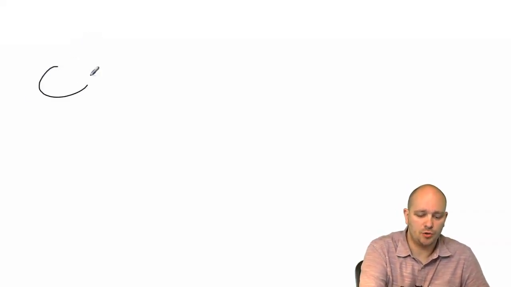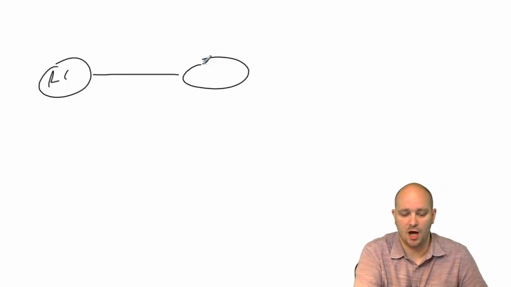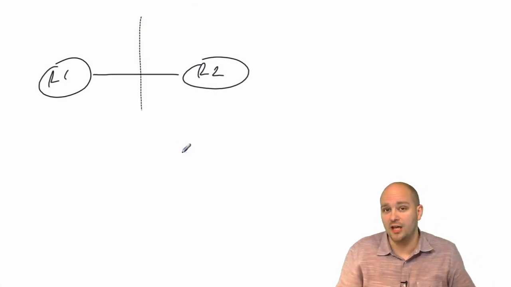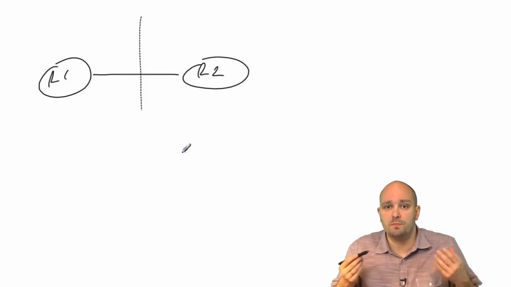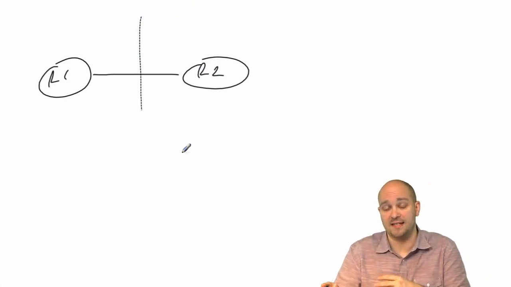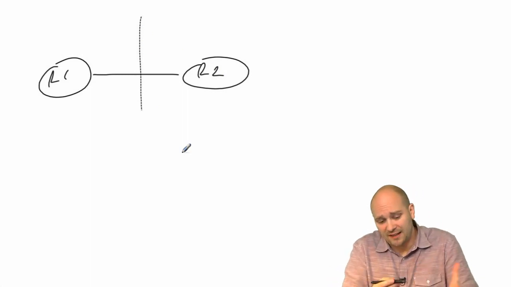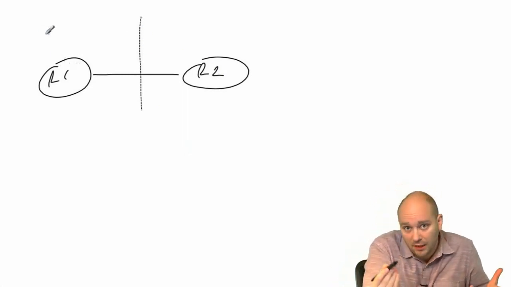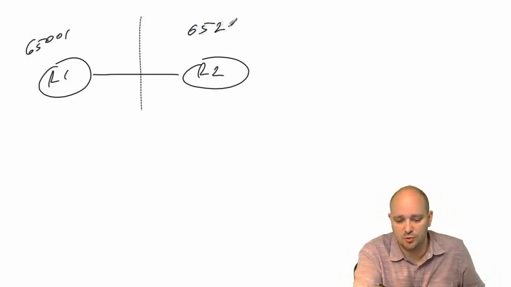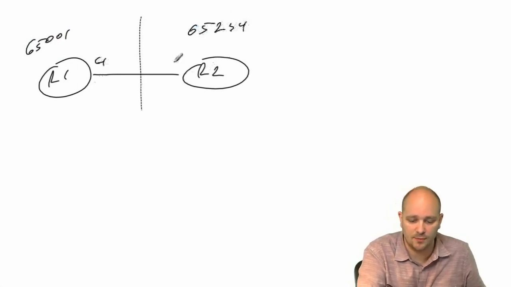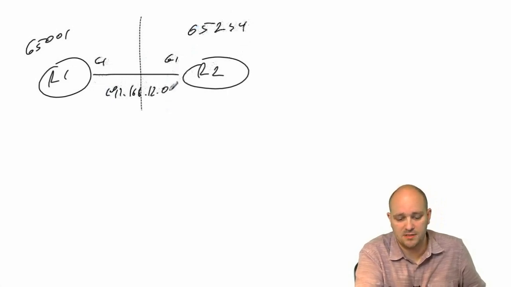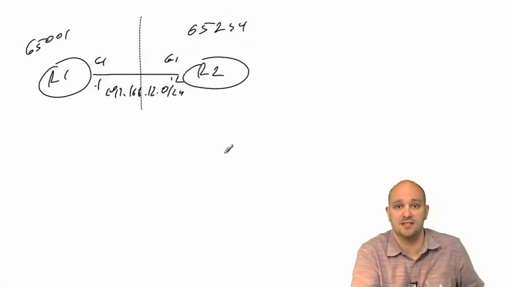As you might remember, I do have BGP peering between R1 and R2. This is an eBGP peering, even though from the aggregation perspective this doesn't really matter, because BGP aggregation is done on the router and then the aggregates are advertised or not advertised to the neighbors. So the fact that this is an eBGP peering doesn't really matter, but it is. Here we have AS 65,001 and here we have 65,234, and this is gigabit 1, and we have 192.168.12.0/24 between them. This is .1 and this is .2.